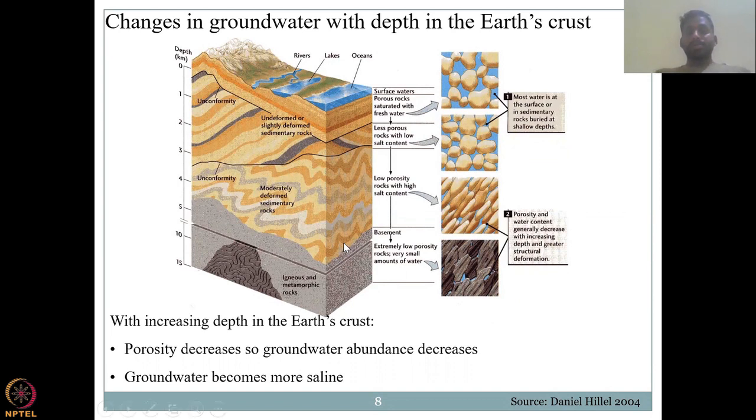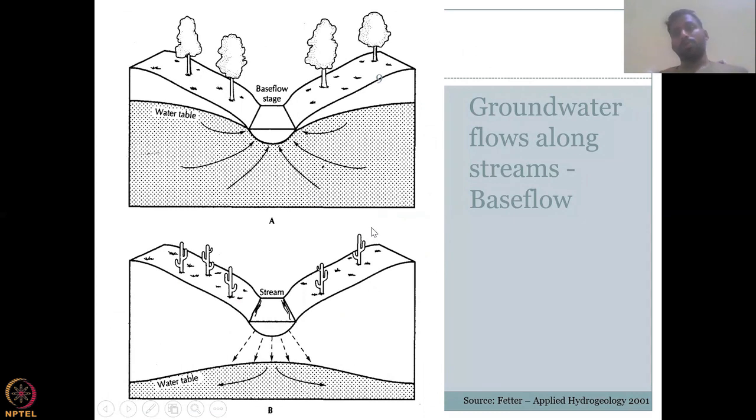So the take home from this image is groundwater is important and it comes from the surface to the bedrock. This is the rock where no groundwater is available. But as we go deeper and deeper, you will lose your groundwater occurrence.